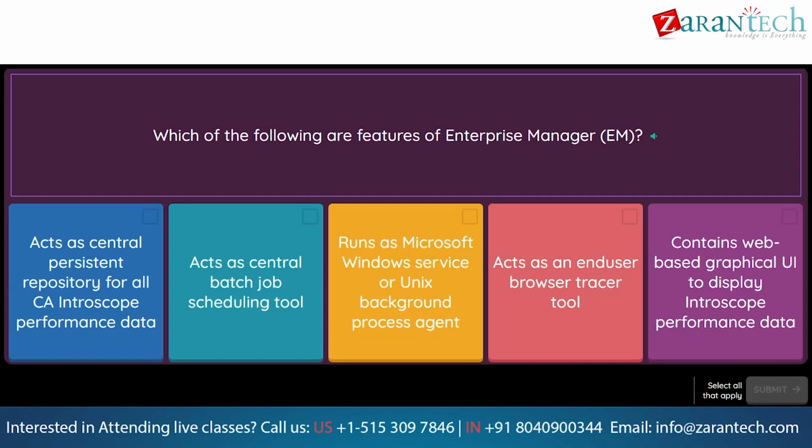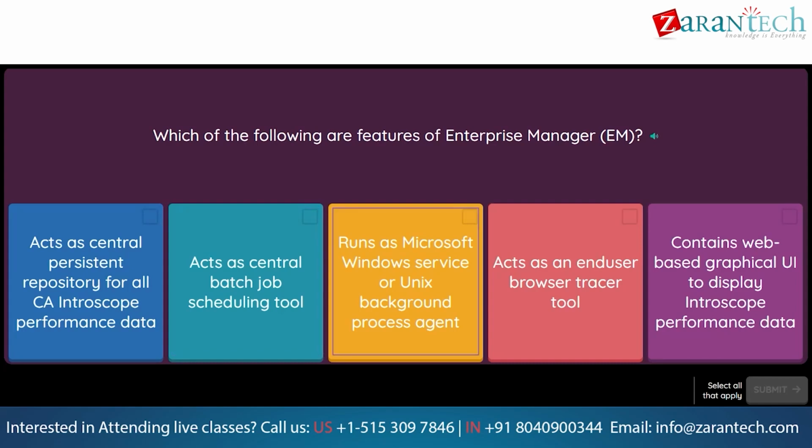Question: which of the following are features of Enterprise Manager, EM? Option 1: acts as central persistent repository for all CA Introscope performance data. Option 2: acts as central batch job scheduling tool. Option 3: runs as Microsoft Windows Service or Unix background process. Option 4: acts as an indexer browser tracer tool. Option 5: contains web-based graphical UI to display Introscope performance data.